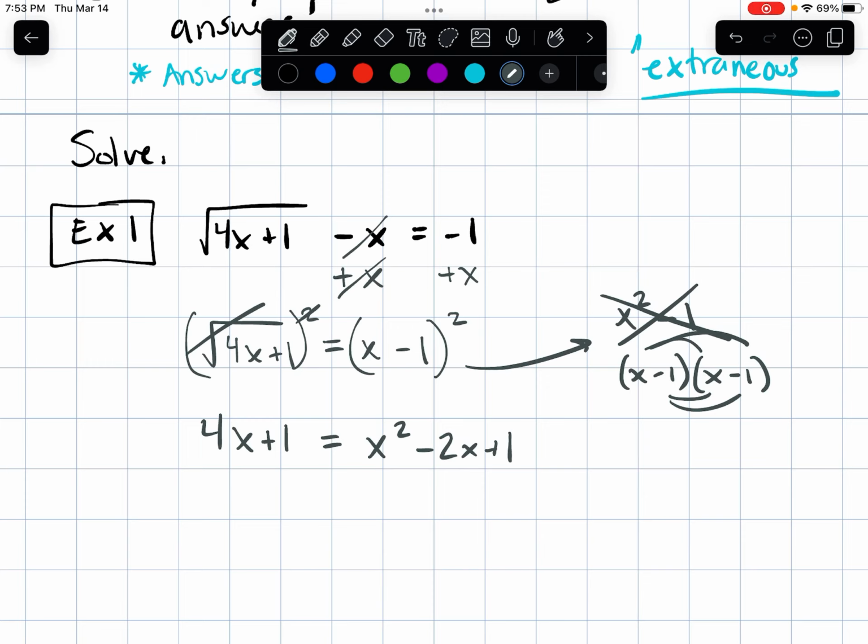All right, if we solve, I'm going to isolate all my terms. I'm going to try to get everything set equal to 0. So I'm going to move the 1 over. I'm going to move the 4x over as well. So if I subtract 1 on both sides, and then if I subtract 4x on both sides, we can see that 0 equals x squared minus 6x, because these ones do cancel.